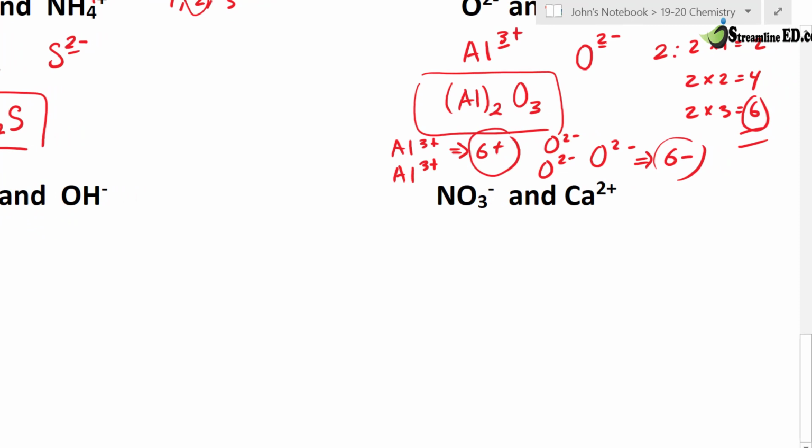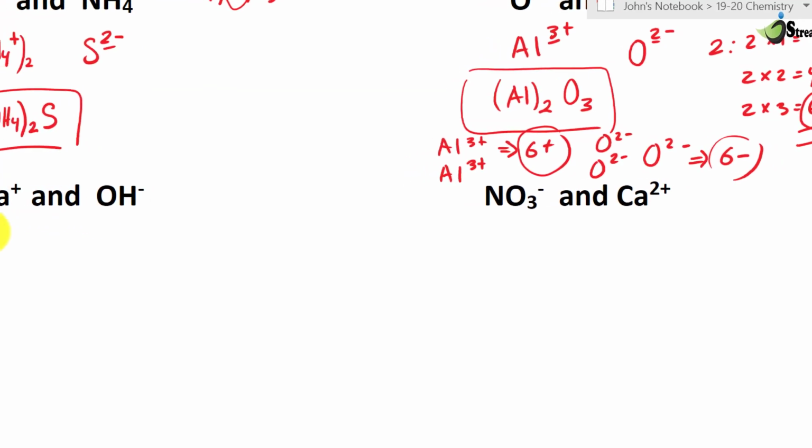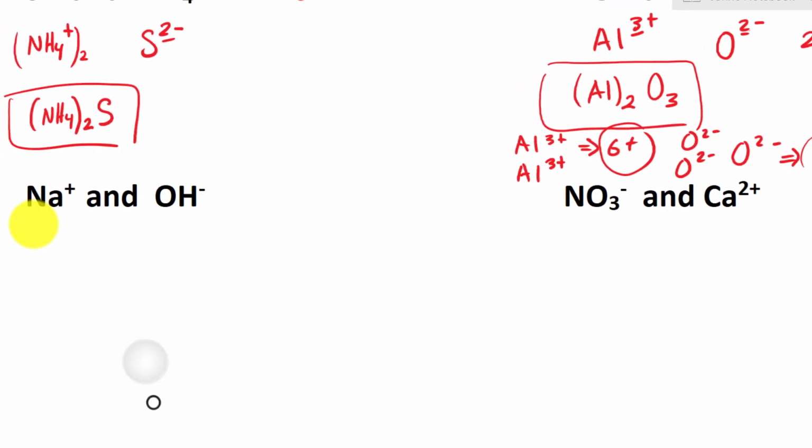Let's try another problem. Here we have sodium hydroxide. Well, is this in the right order? Yes, because the positive is first. Now look at this. We have 1 plus and 1 minus, because you only see the positive and negative. Well, in this case, the charge already cancel out each other already. So our answer is just going to be NaOH. 1 of each. Isn't that easy?